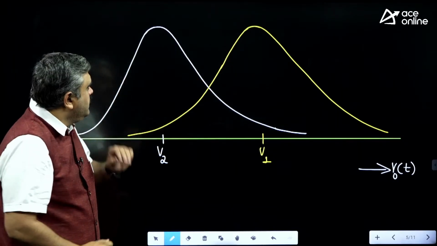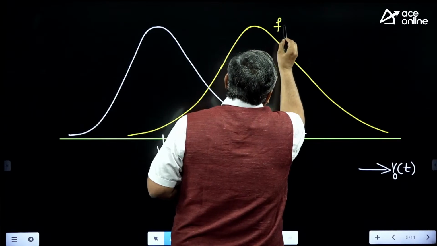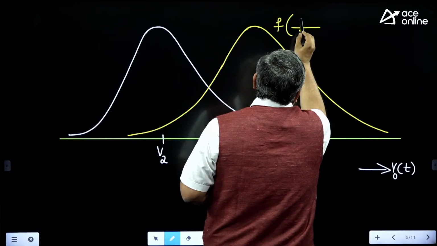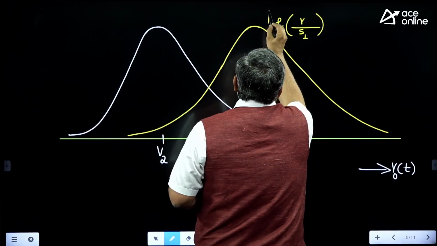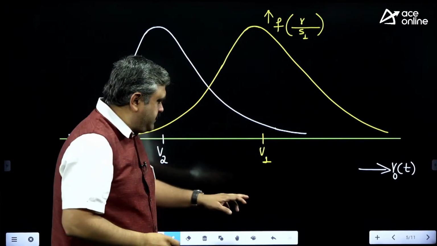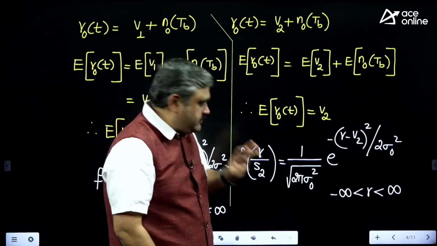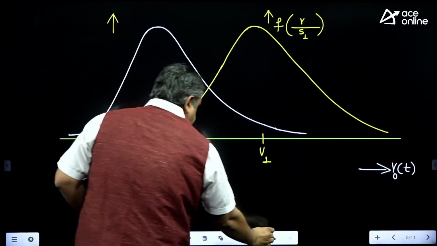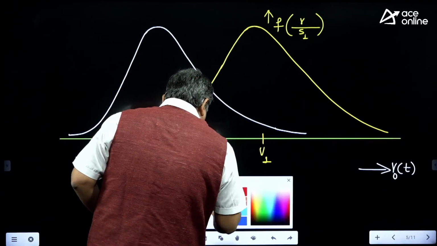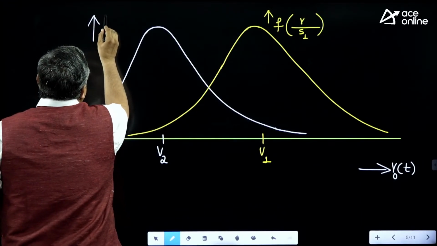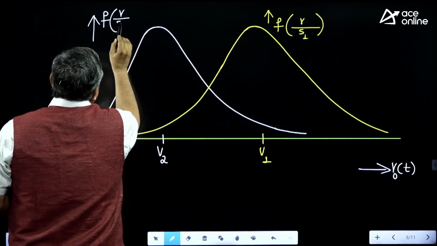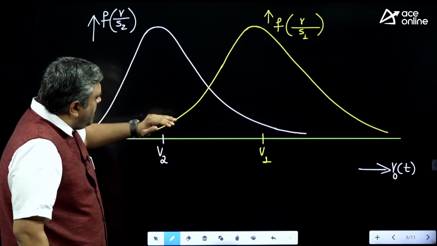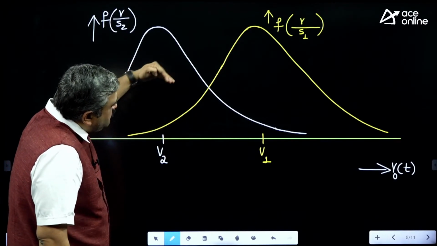Clear? Now, what is this representing? This represents the density function of your received signal when S1 is transmitted. If you want, you can write R0 also. I am just keeping it as R. Previous page I have written as R, so I am keeping it as it is, okay? And this represents the density function of the received signal when S2 is transmitted. Conditional density functions. Clear?